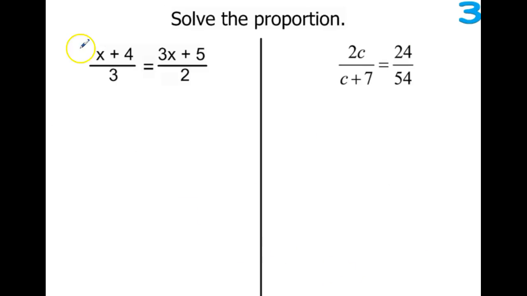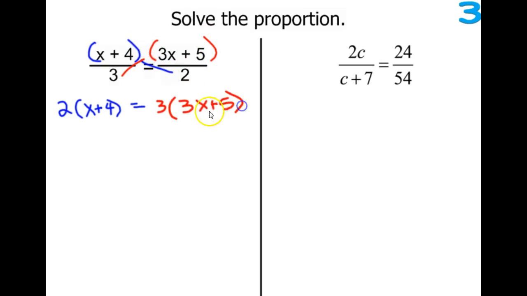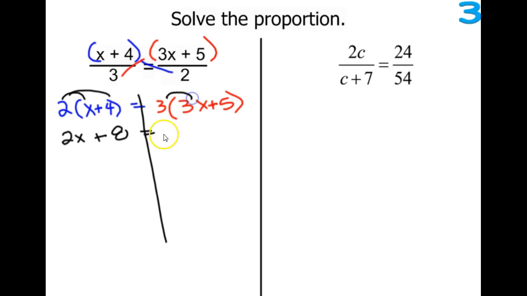Here's a couple more. This has adding or subtracting. We're going to need to keep that in parentheses. So we have 2 times x plus 4 on one side. On the other side, I have 3 times this whole piece. This also has adding or subtracting: 3x plus 5. We need to distribute on both sides here. 2 times x is 2x. 2 times 4 is 8. On this side, 3 times 3 is 9x. 3 times 5 is 15.